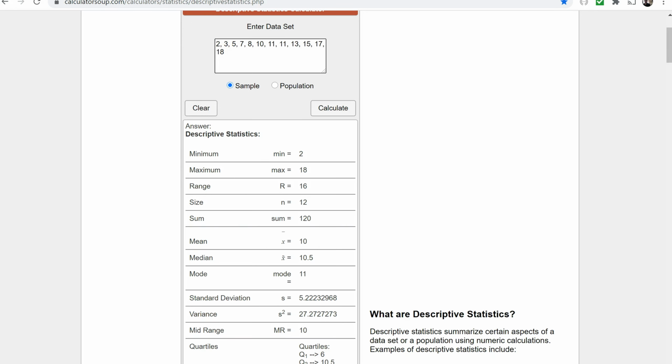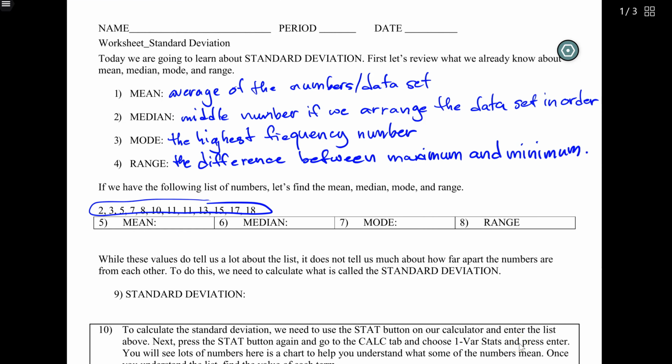Okay, let's just write down all of those. Our mean is 10, and our median is 10.5. Our mode would be 11. See, it occurs twice right here, 11. And then our range is 16, which is just the max, which is 18, minus the minimum of 2.